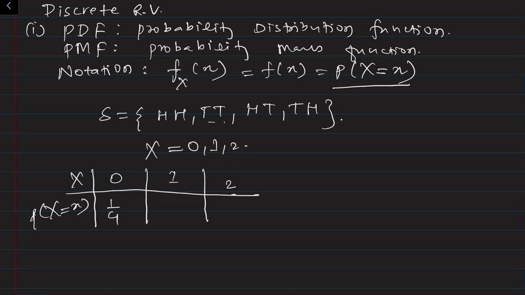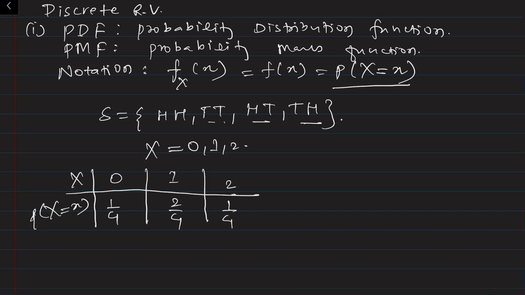when you get tails in both tosses. Okay. So this is 1/4. What is the probability of getting one head? Probability of getting one head is 2/4, right? There are two outcomes. What is the probability of getting two heads?